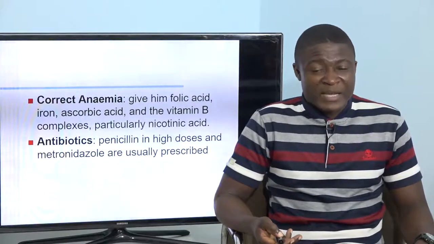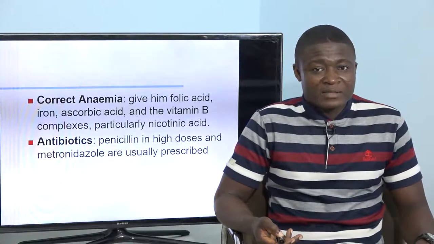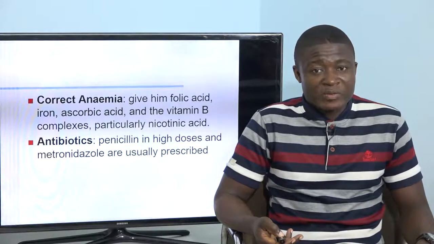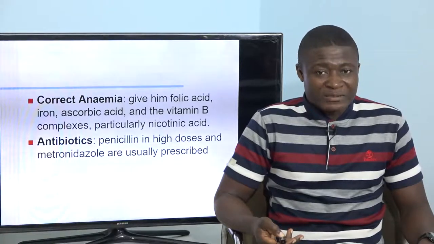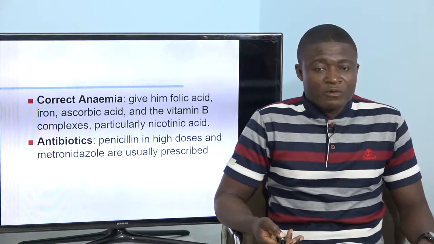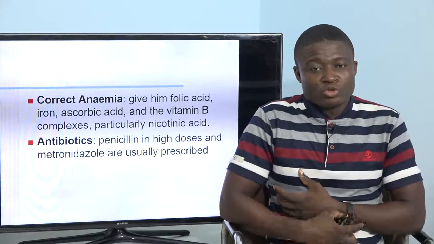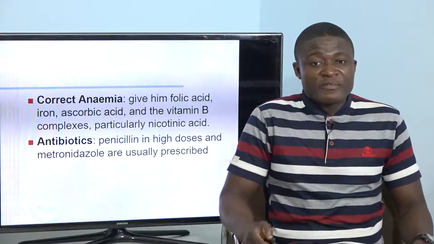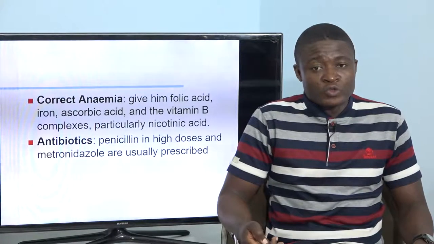You want to correct anemia, that is if the child is anemic. So you give him hematinics that will help boost his red blood cell production, like folic acid, iron, ascorbic acid, and then some vitamin B complexes, particularly nicotinic acid. We also want to give this child antibiotics. Like I said, we want to boost the immunity and also help him to resist organisms. So we want to give him penicillins in high doses and then metronidazole, which are also usually prescribed.